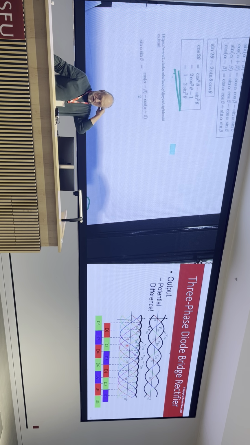So now I've got a system where, starting from here, I've got D1, D6, D1, D2, D3, D2, D3, D4, D5, D4, D5, D6. Now it's a subtle code. Only one changes at a time. But now our difference across the load is this beautiful, very low ripple DC waveform like that. So very nice.